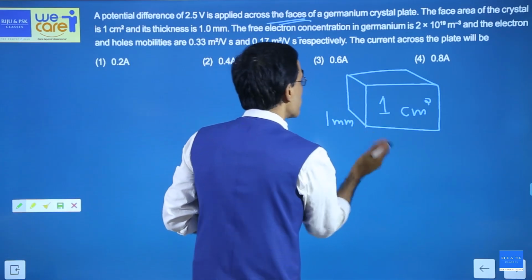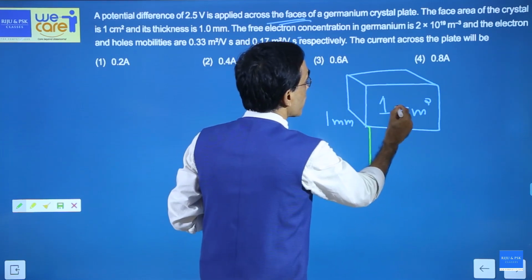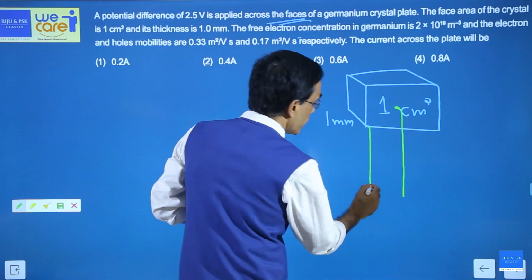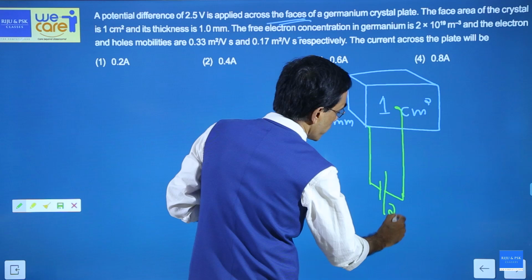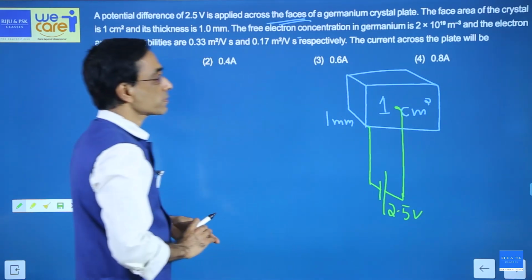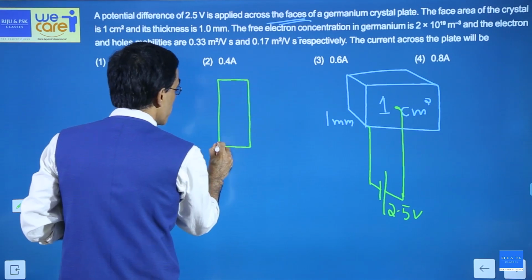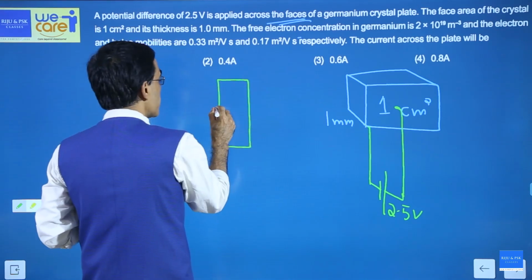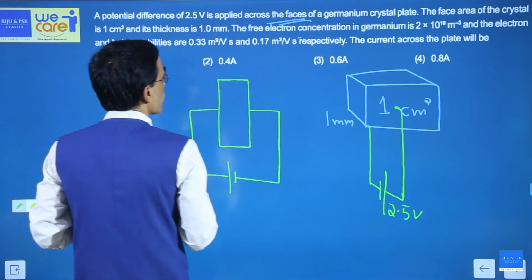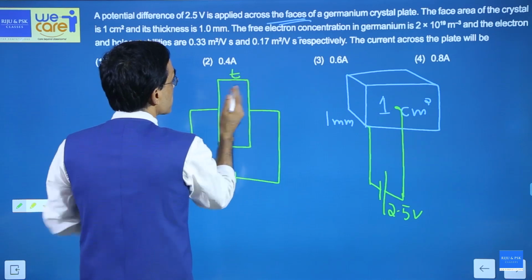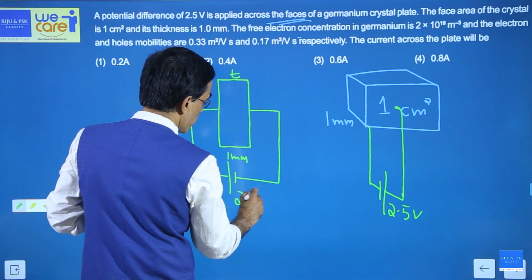So you are applying that potential difference across the faces. That means there is a connection coming from the back side and there is a connection given to this side. Here you are applying a potential difference, and this is 2.5 volt. In another way, if I consider this as the germanium plate, this is one face, this is the other face, and I am applying a potential difference like this. This becomes the thickness, 1 millimeter. This is 2.5 volt.